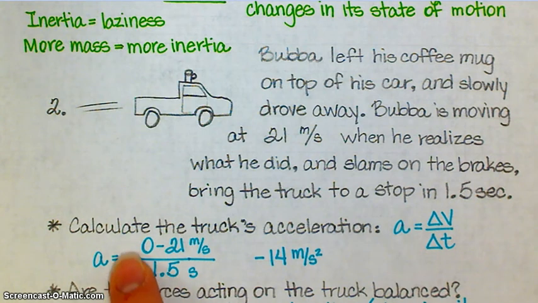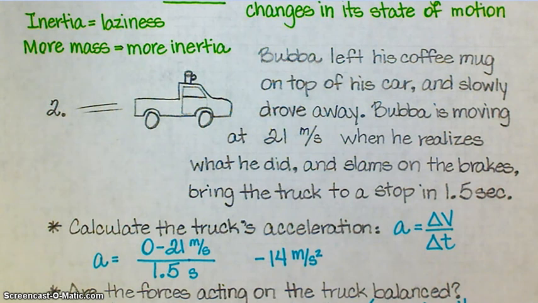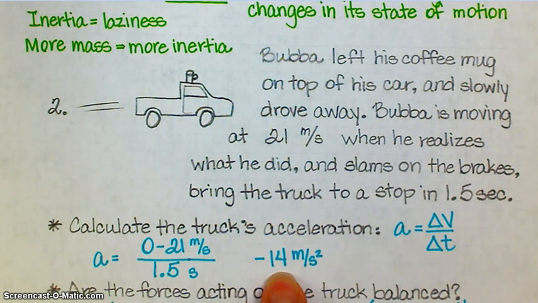So in this case, we're going to use the change in velocity divided by time. I'm going to say 0 minus 21 because 0 was my final or ending velocity. 21 was the velocity I started with. And then my time was 1.5 seconds. So a negative 21 divided by 1.5 is a negative 14. And don't let the negative throw you or intimidate you. It just indicates that the object is slowing down rather than speeding up.